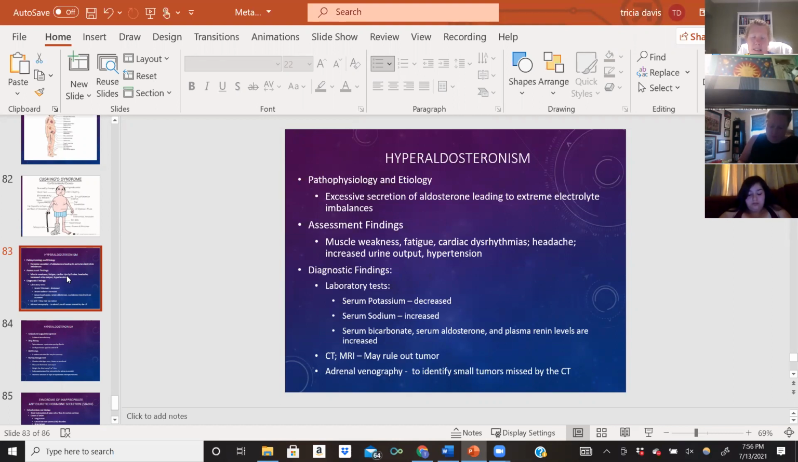Other diagnostic tests, if we had to do a CT or an MRI, it would be because we were ruling out a tumor. And we might do an adrenal venography. This would be used in case they still thought there was a tumor there that the CT or the MRI didn't pick up, then they would do that. And that's a much better test at identifying small tumors.